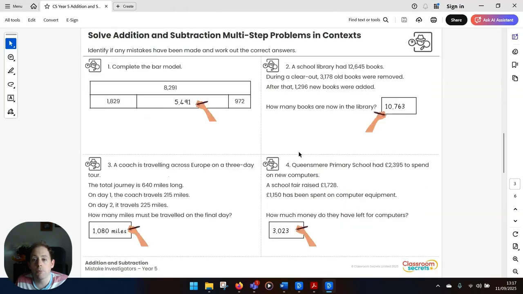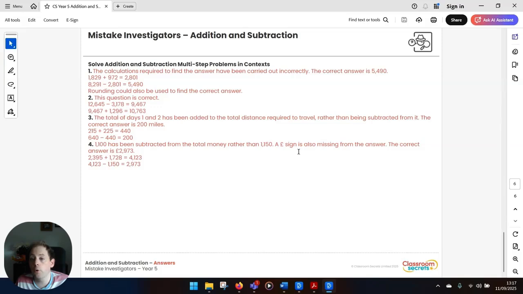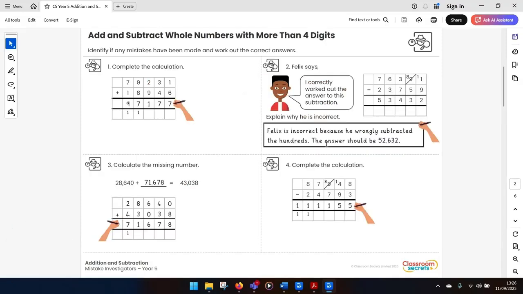All answers are also provided, with an explanation of what the mistake is, making your marking easier. These are written in language that is easy for children to understand, meaning that there are opportunities for self or peer marking. Let's look at this Year 5 addition and subtraction a bit more closely, with good old addition and subtraction column methods on page 2 of this Mistake Investigators resource.